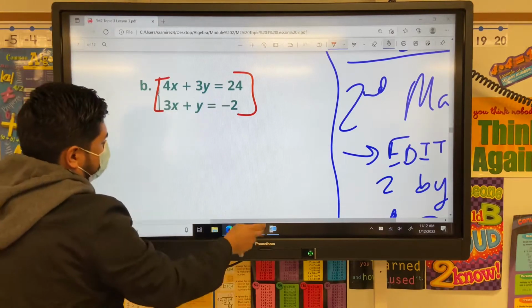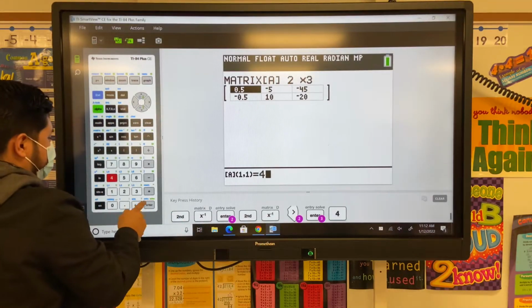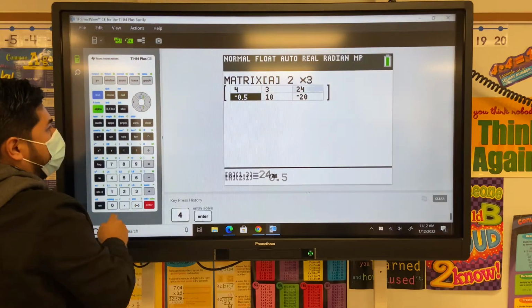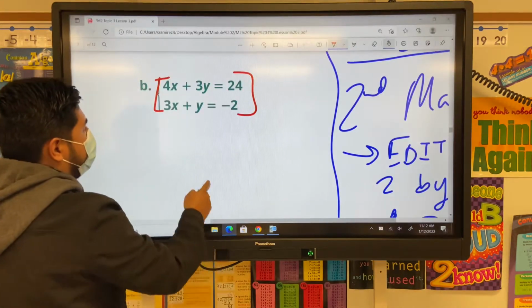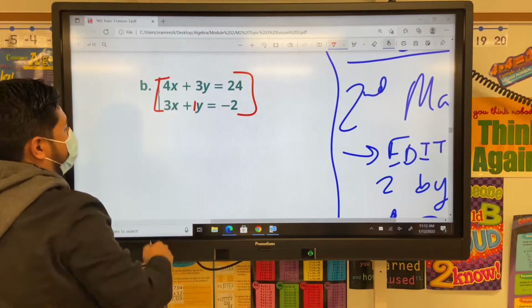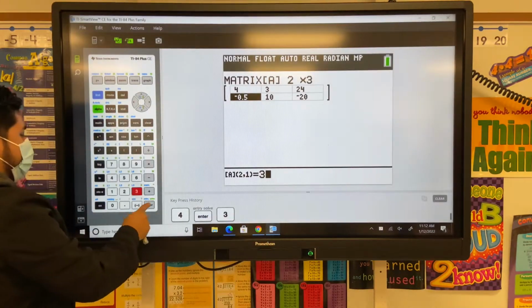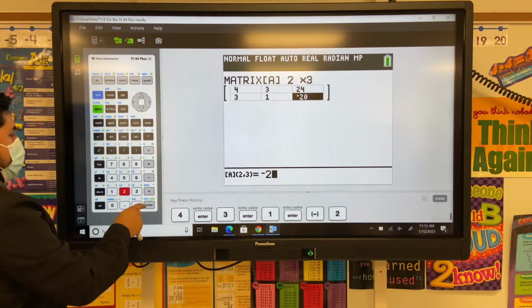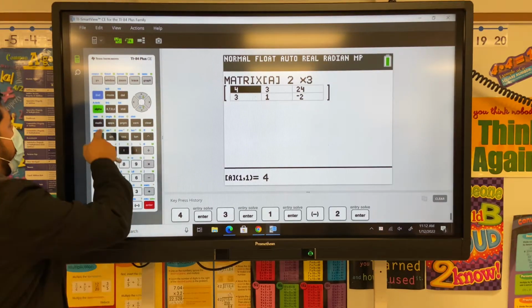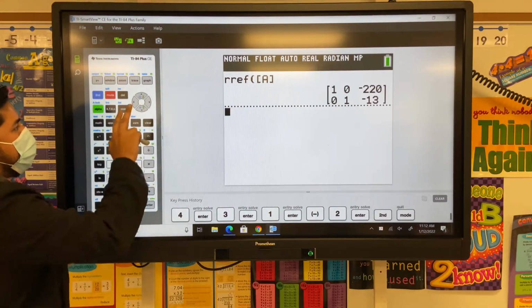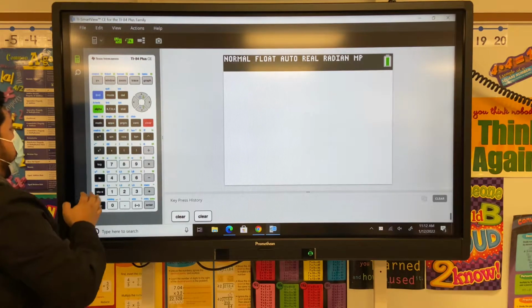4, 3, 24 real quick. 4, 3, 24, boom, top one's done. 3, this is imaginary 1, don't forget that. 3, 1, -2. It's ready to go. Second quit. Of course, if you want to clear that so you don't get confused.